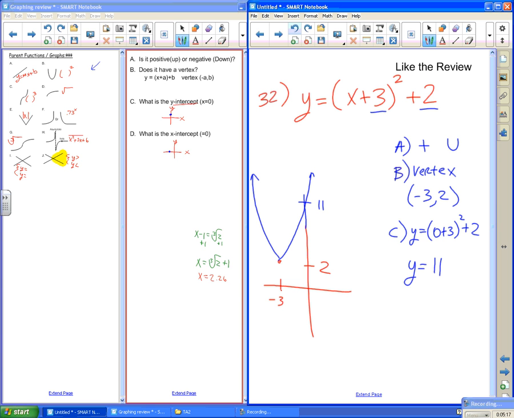X-intercept would be to figure out when this thing equals 0. Now, we don't really know how to do that. We haven't really talked about it. Oh, actually, I take it back. We can do this. x plus 3 squared plus 2. When does that equal 0? Subtract 2.